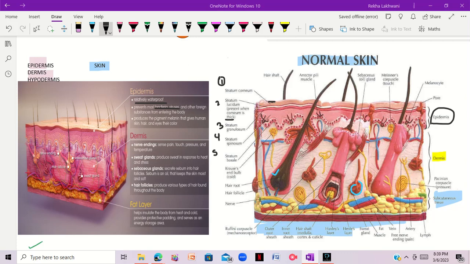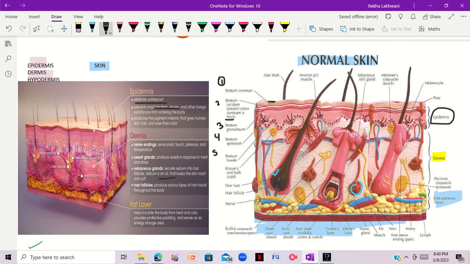Now we have sweat glands, which produce sweat in response to heat and stress. Obviously, when we are exposed to the sun or a warm place, or we feel hot, we will sweat. The sweat will be released from our body. There will be perspiration, right? Then we have sebaceous glands. As I said, this secretes sebum into the hair follicle. Sebum is an oil that keeps the skin moist and soft. As I said, there are sebaceous glands which produce sebum, or you can say fatty acid, right?